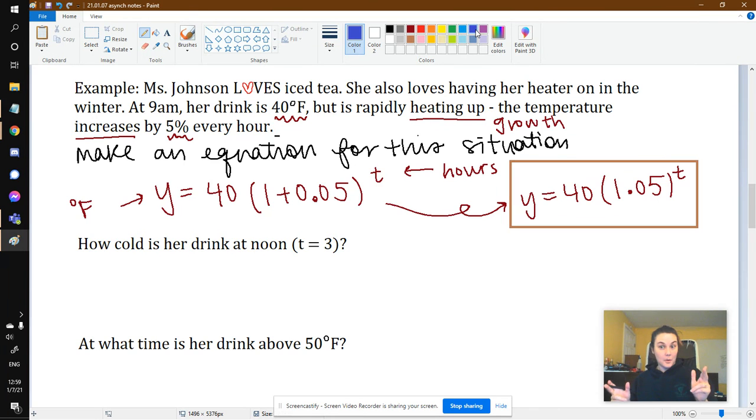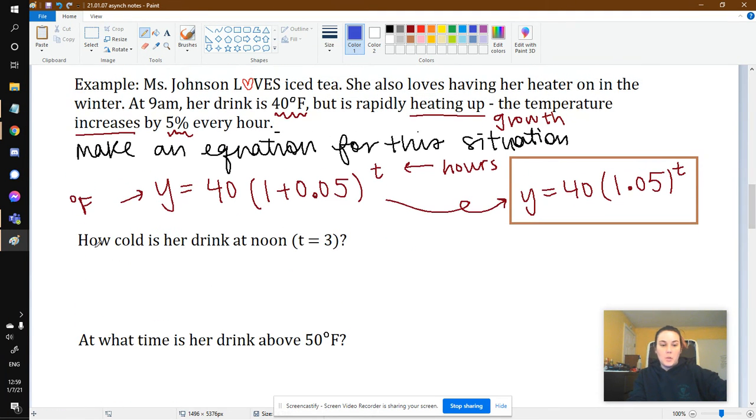All right, now that we've got our equation, we've got two main types of things we can ask about this, which is if you know the time and want the temperature. So how cold is my drink at noon? We know the time is 3 hours after 9 a.m., so time equals 3 hours. And I want to find the temperature.